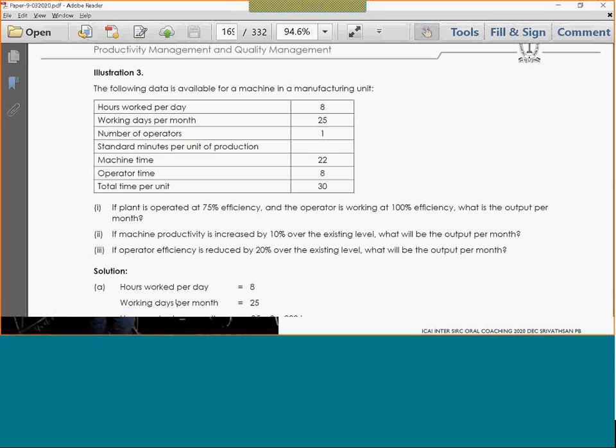The problem: plant is operated at 75% efficiency. At 100% efficiency per month, so this is a standard time. When it's not operating at 100% efficiency, which means doing badly, at 22 minutes per unit, instead running at some extra time, because your actual time is more, only then your performance will be bad.